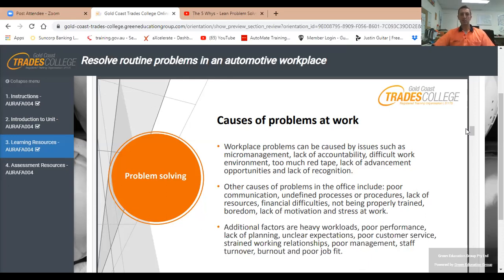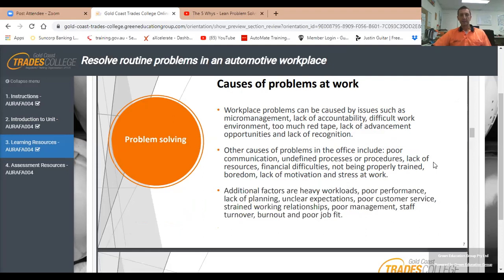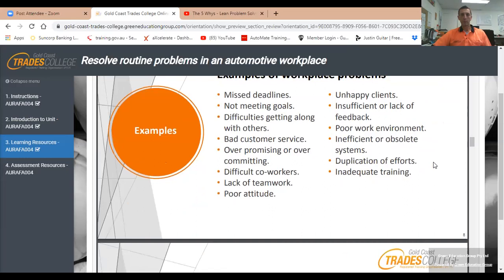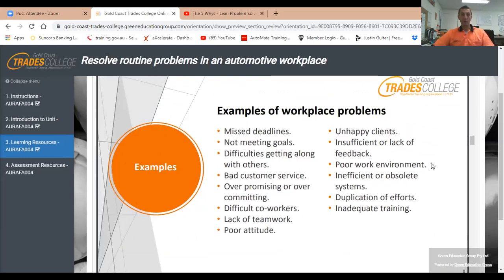Some additional factors could be heavy workloads, poor performance, lack of planning, unclear expectations, poor customer service, strained working relationships, poor management, staff turnover and poor job fit. All of these can be causes of problems at work. So what can we do about those problems? And what are some examples of workplace problems? Some examples could be, and not limited to, missed deadlines, not meeting goals.